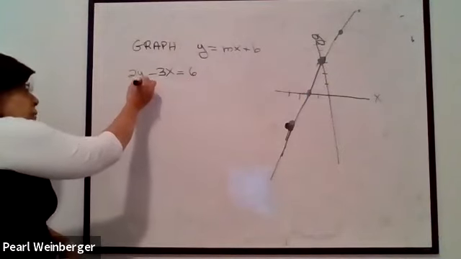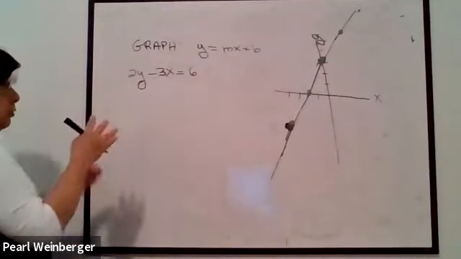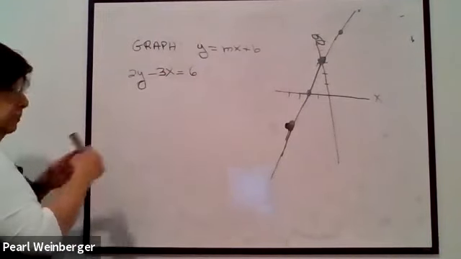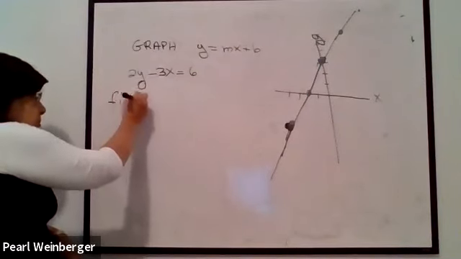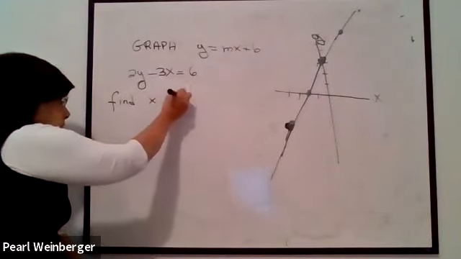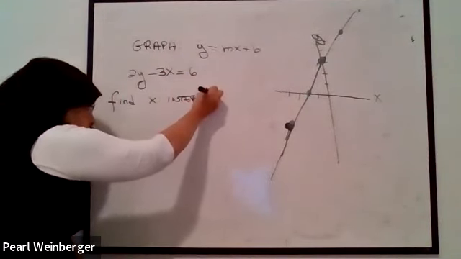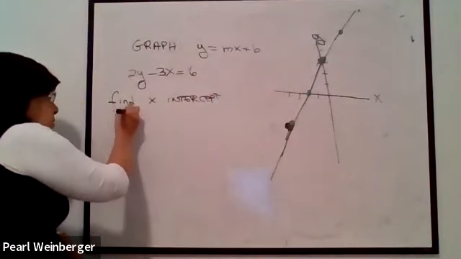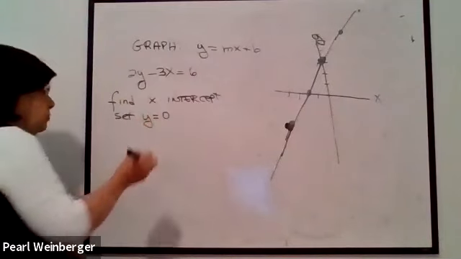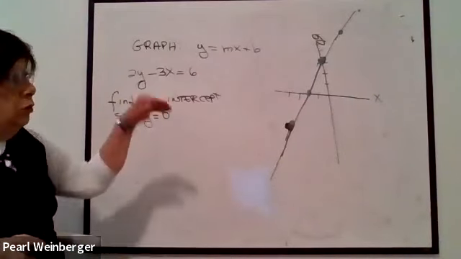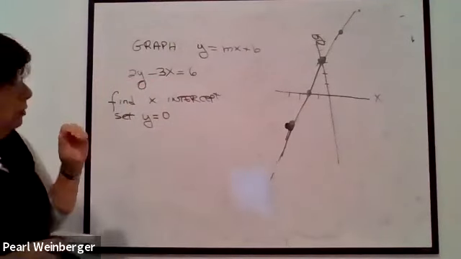If you're given an equation that you want to graph, and you're asked to find the intercepts, if you want to find the x-intercept, take your equation and set y equal to 0, because we know that along the x-axis, y is going to have to be 0.